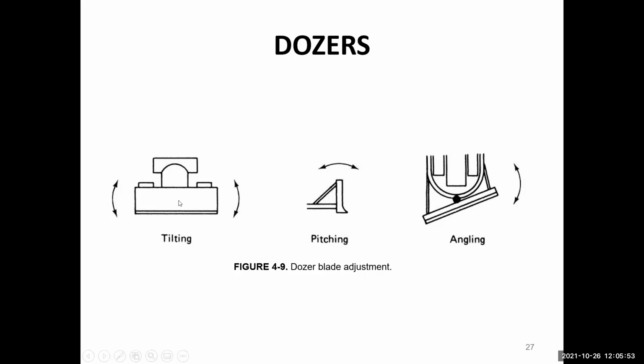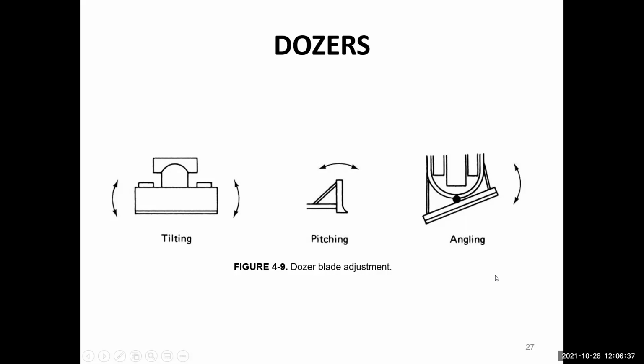rotation. Okay, it is the rotation along a surface or along a curved surface of these front angles. That means if we look from the top side, the angling motion we can see from the top. Tilting motion we see from the front, and pitching motion we can see from the side. So the motion of the blade of the dozer we can visualize from three directions: from the top, front, and side.